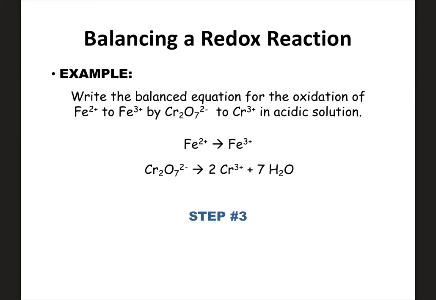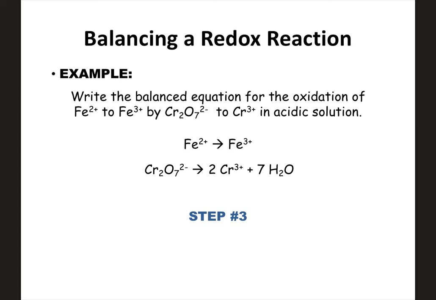Step 3 says, first, you use water to balance any oxygens that are present. Well, if you notice in the first half reaction, there's no oxygens, so I don't need to worry about that. But in the second half reaction, I have 7 oxygen here on the left side. So that means to balance the oxygen, I need 7 water on the right side. So now if you actually looked at your oxygens on both sides, there would be 7 on each side. So we use water to balance the oxygens.